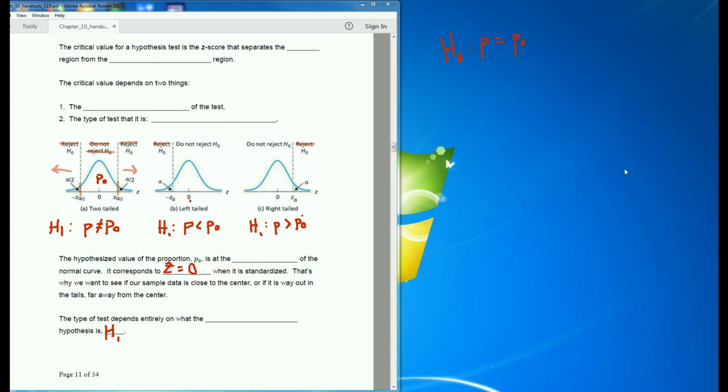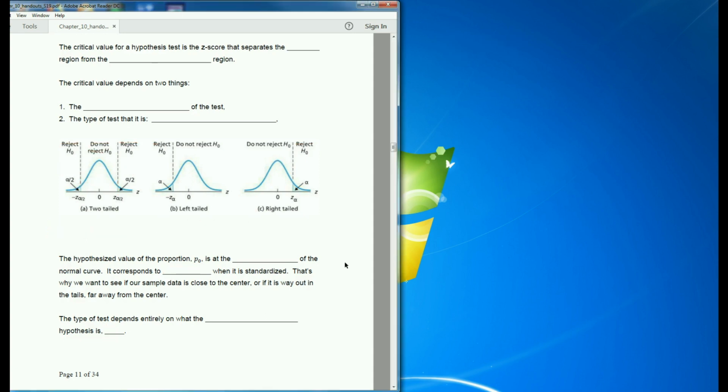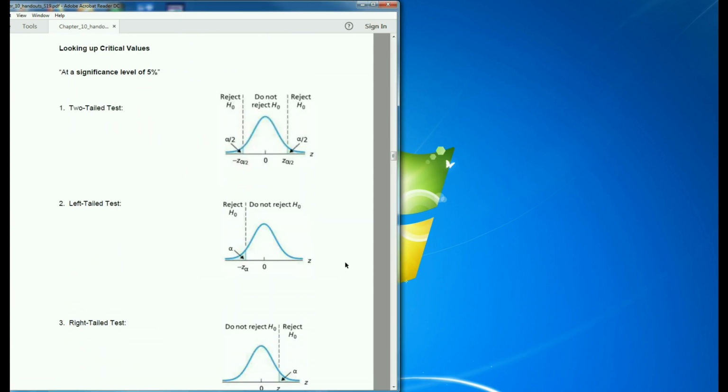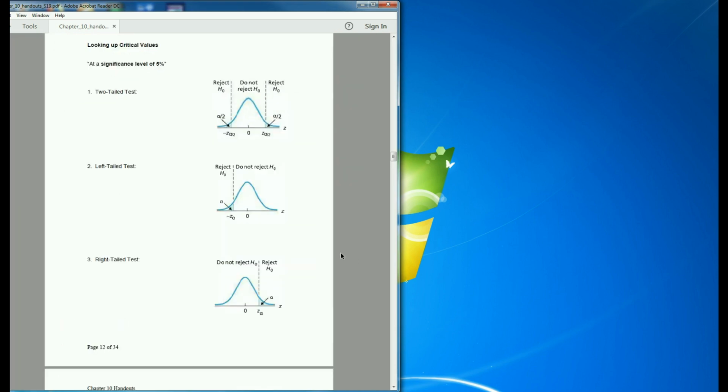All right, I'm going to erase and go on to the next page. So how do we find these critical values that separate the rejection regions from the do not reject regions? Okay. Well, again, you have to have specified your significance level. So for example, let's look at a significance level of 5%. So in other words, we are saying that the significance level alpha is equal to 0.05.